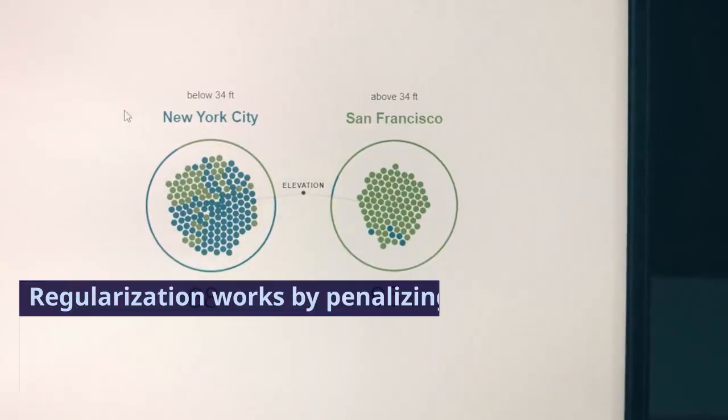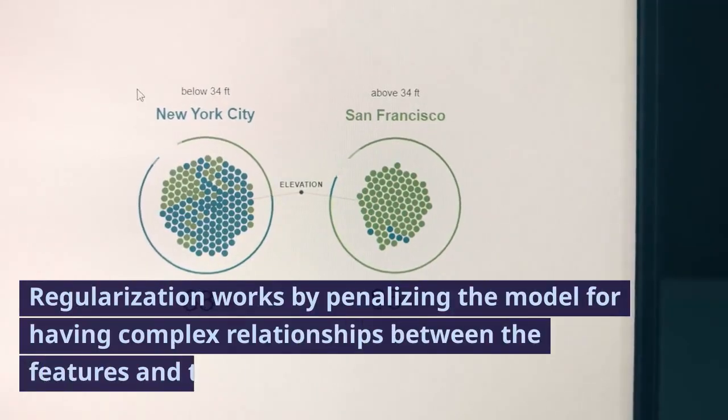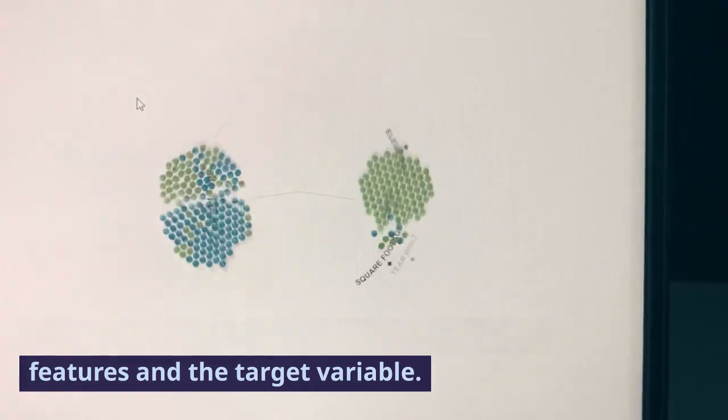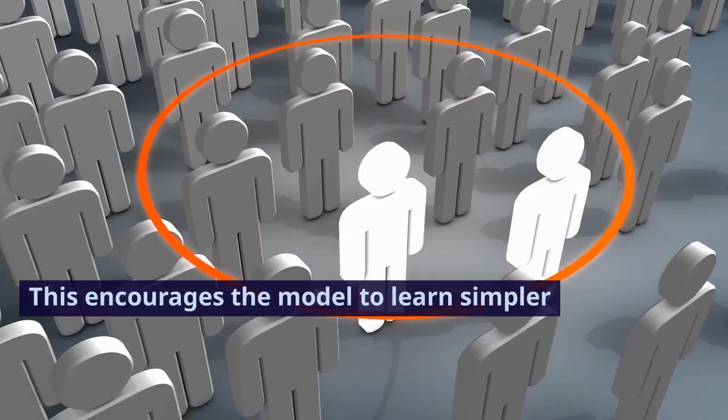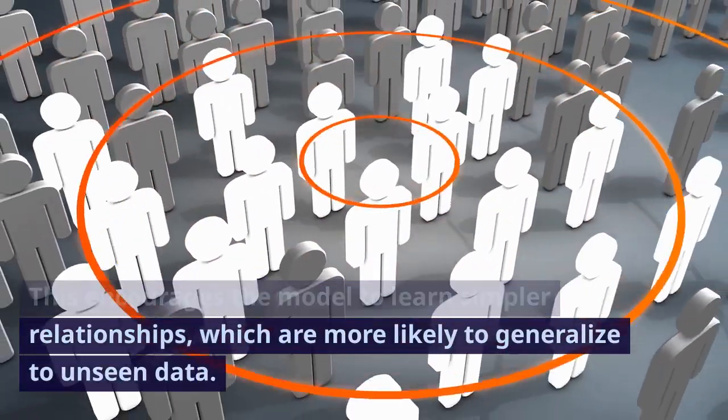Regularization. Regularization is a technique that can be used to prevent overfitting. Regularization works by penalizing the model for having complex relationships between the features and the target variable. This encourages the model to learn simpler relationships, which are more likely to generalize to unseen data. Here are some examples of regularization techniques.